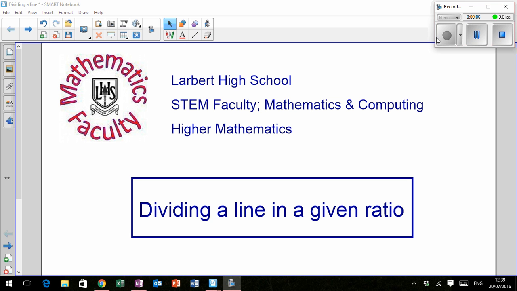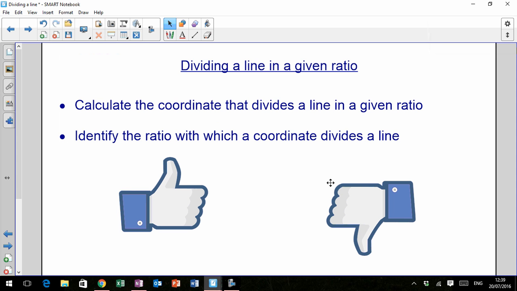Video looking at dividing a line in a given ratio. We're going to look at two things in this video. How to calculate the coordinate that divides a line in a ratio that you're given, and be able to identify that ratio when you're given the coordinates.